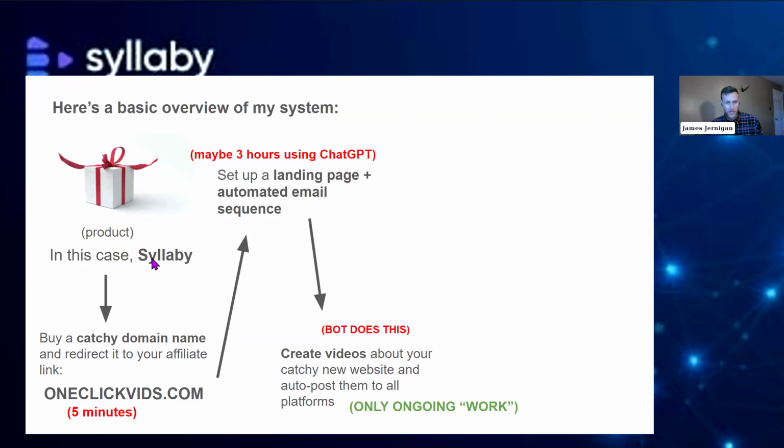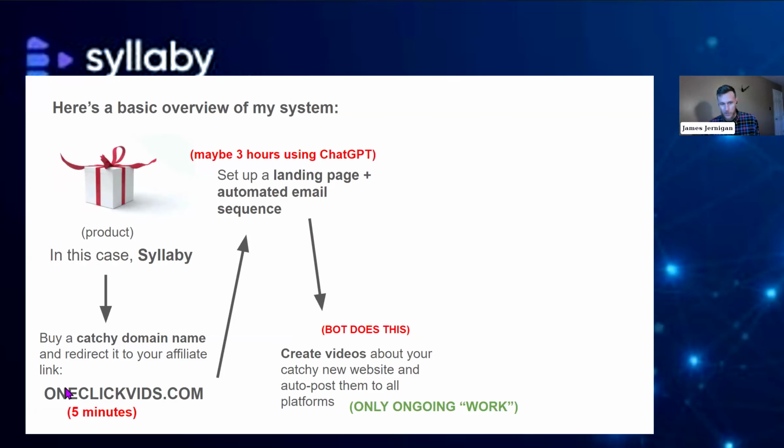So in this case with Syllaby, I would create something that says like, enter your email to see the mind-blowing new AI tool or something like that, right? So then they put their email in and get redirected to Syllaby. Now, I don't currently have this set up on this domain, but this is the process. This is the expert mode, right?